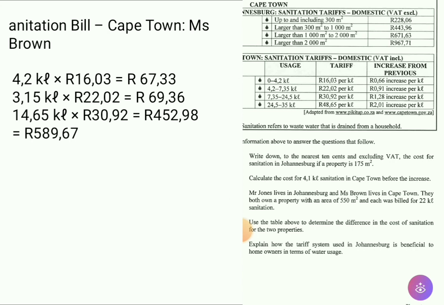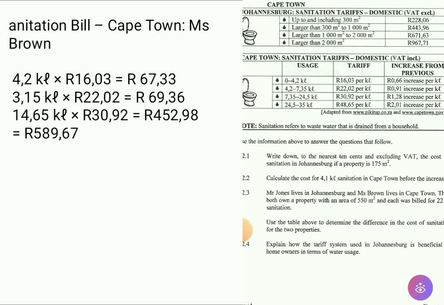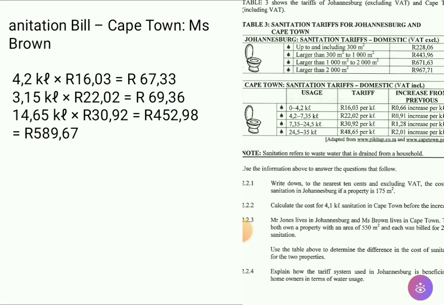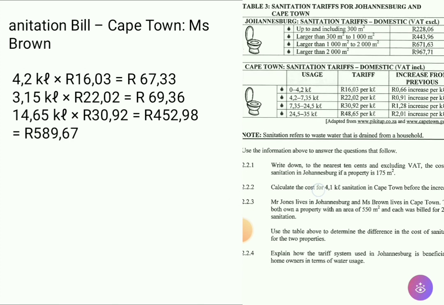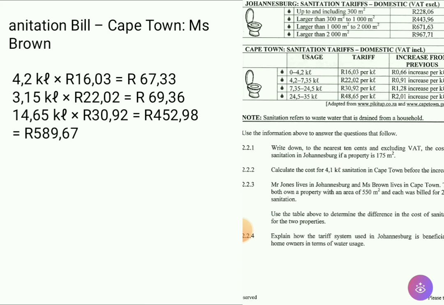So this is it, guys. Then you apply the formulas here. 16,03, 22,02, 30,92. This is how you get the answer. I don't have the board, guys, but I can explain clearly. Maybe I need to buy a board next time so that you can see very properly. This is how you do it. So guys, let's go back to the topic. So you will get 589,67. So let's go to the next one now.